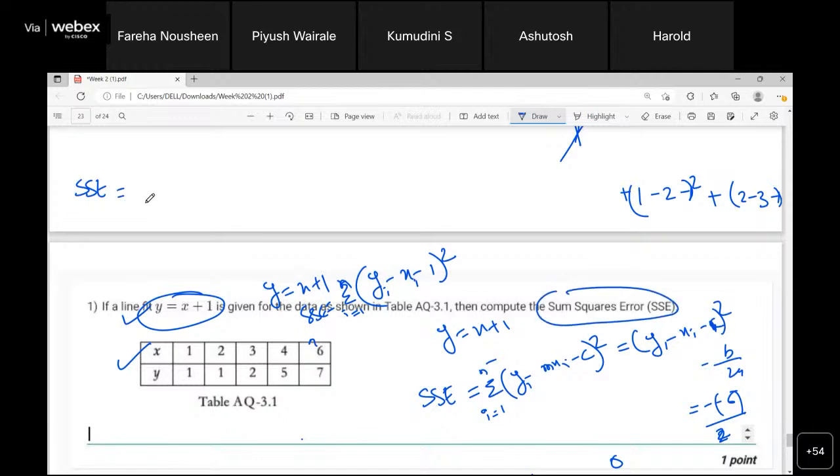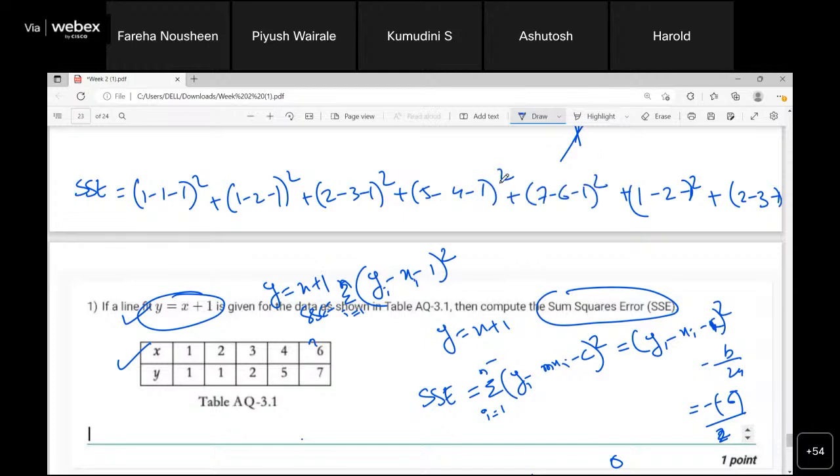So SSE for this will be, when y equals 1, x equals 1, just put the values: (1 minus 1 minus 1) square plus (1 minus 2 minus 1) square plus (2 minus 3 minus 1) square plus (5 minus 4 minus 1) square plus (7 minus 6 minus 1) square. Just put 1, 4. Correct. So that is 0, right? This is 0. This one is also 0.